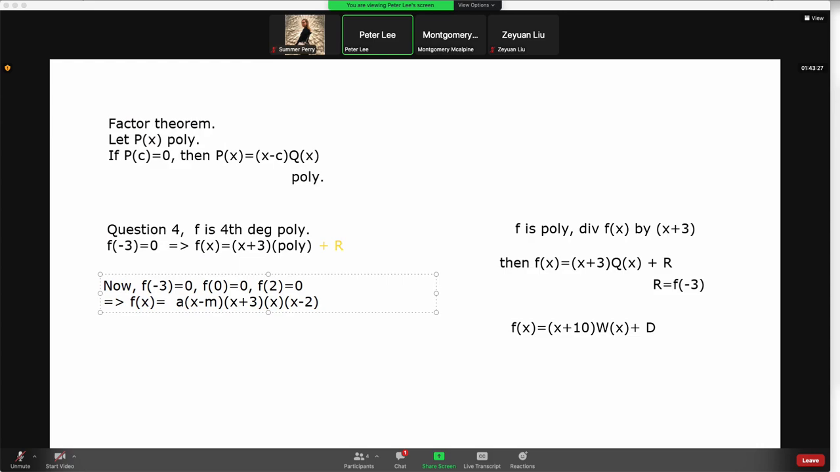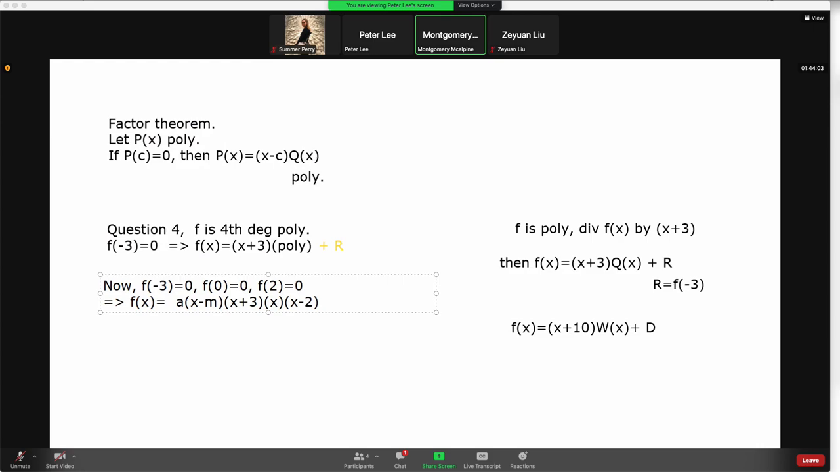So now all you have to do is use the other conditions and figure out the a and the m. All you need is only 2 points. But if you look at the problem, besides those 3 conditions, f of -3 is 0, f of 0 is 0, f of 2 is 0, there are actually what? 1, 2, 3, 4 more conditions here. But actually, you don't need 4. You just need 2 of those, and I just pick the first 2. If you use those 2 conditions, then we can find the value of a and the m, and that's the answer.